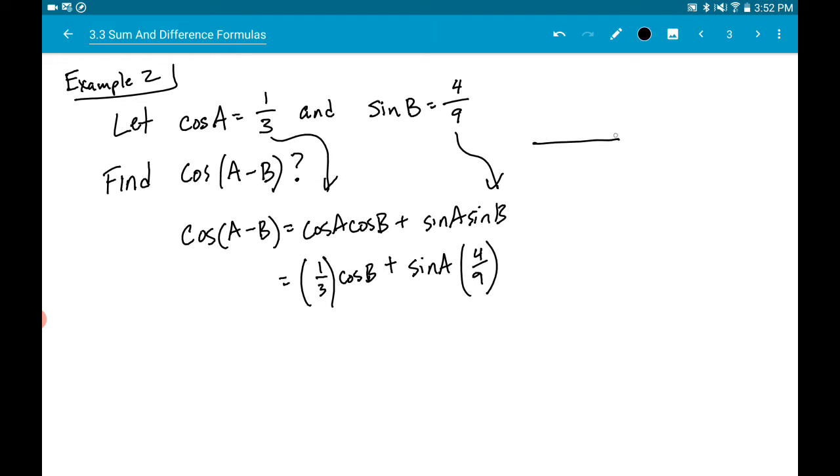But again, if I set up a reference angle for A, I'm going to go a little bit quicker than the last example. It says that cosine is 1/3, adjacent over hypotenuse. And so 1 squared, I'll call this y, 1 squared plus y squared equals 3 squared. So y squared equals 8. Y equals the square root of 8.